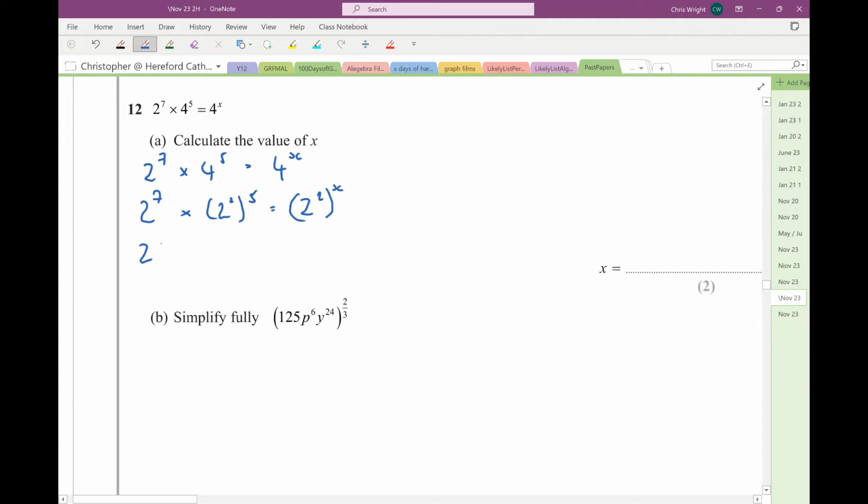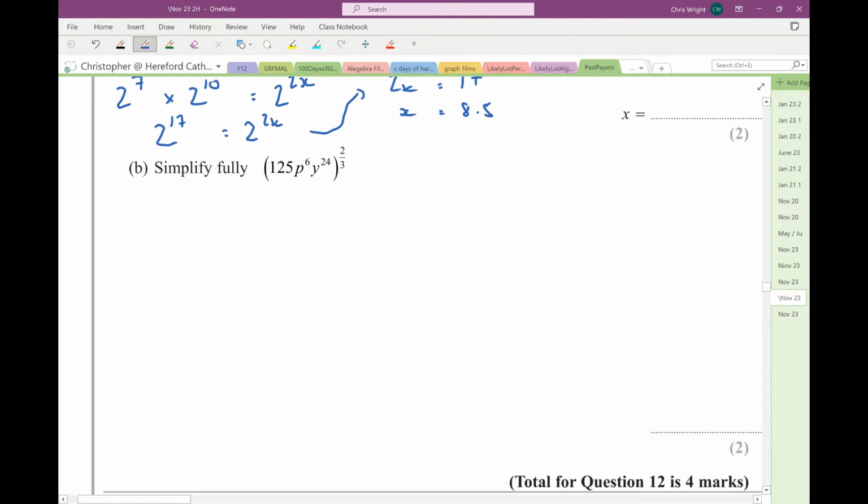Now I'm going to use my rules of indices to simplify this further, because 2 squared raised to the power of 5 is 2 to the power of 10, 2 times 5. And similarly, 2 squared raised to the power of x is 2 to the power of 2x. On the left, if I add those indices, I get 2 to the power of 17 equals 2 to the power of 2x. So that means 2x must equal 17 and x must be 8.5. Okay, 12b.